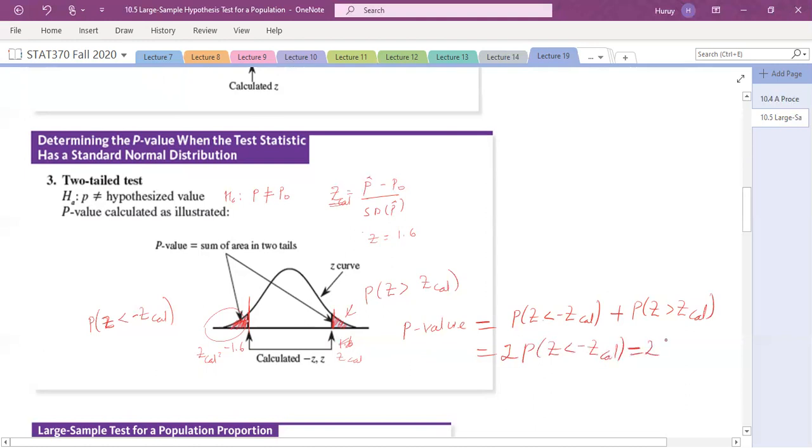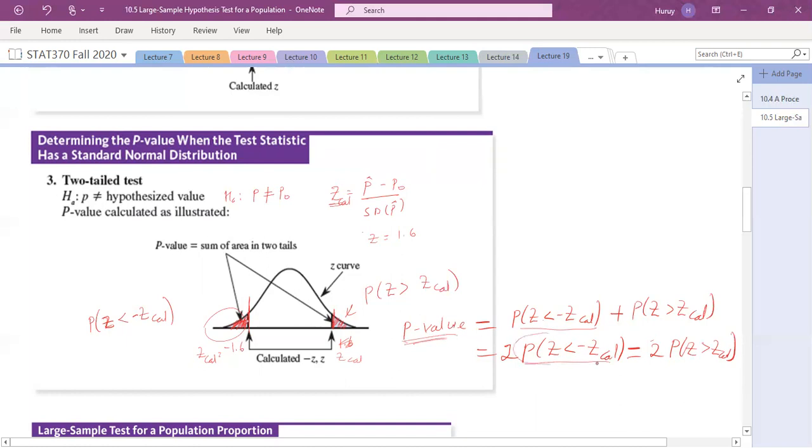And this is the same with 2 times the probability of z greater than z calculated. The reason I'm writing this is so you don't have to find these two areas. Just find one of them and then multiply the value by 2. It will give you the p-value.